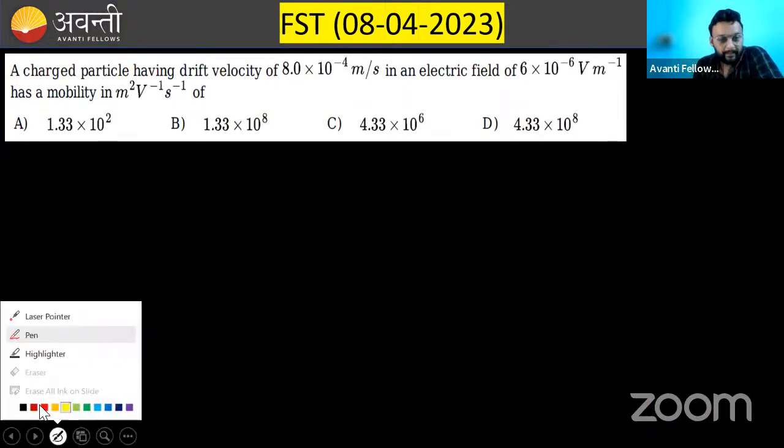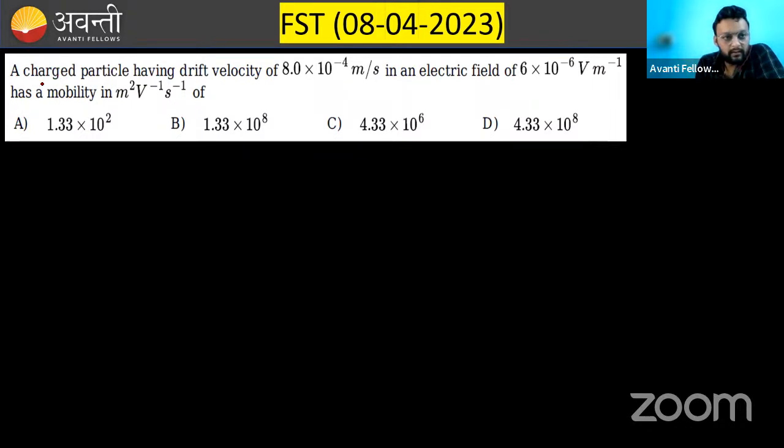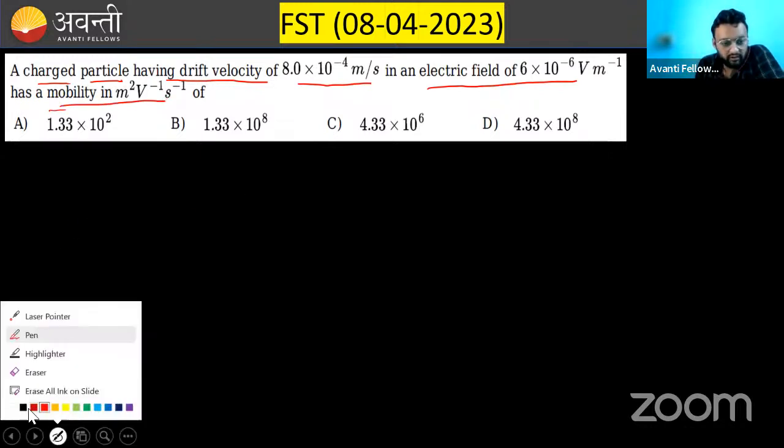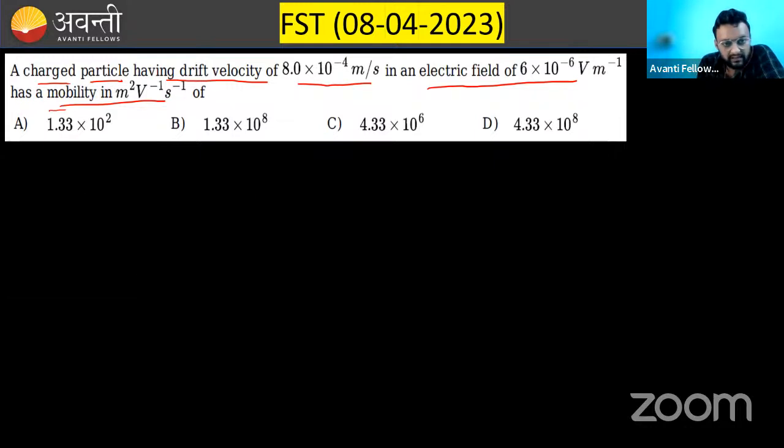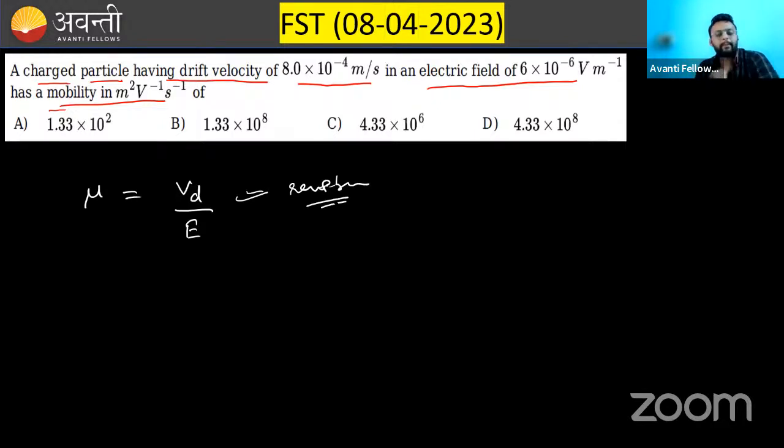Question says, a charged particle having drift velocity of something in an electric field, this one has a mobility. Mobility they are asking. So one thing for you, mobility is represented by mu, defined as drift velocity per unit applied field. Remember this formula.